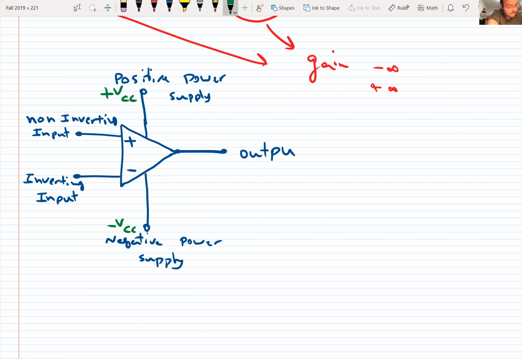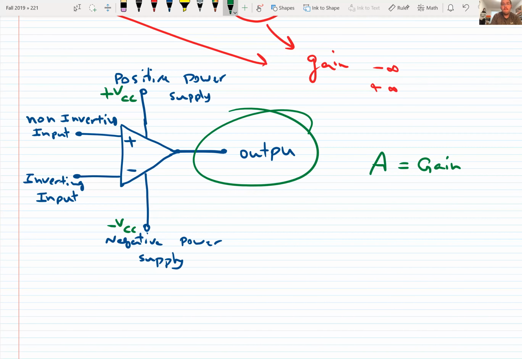Okay, how does this amplifier work? It gets two inputs, plus and minus, subtracts them, and multiplies the result by a number. Okay, so what is that number? That number is the gain of the amplifier. So the amplifier has a gain equal to A. It gets the inputs, subtracts them, multiplies by A, and sends it to the output.